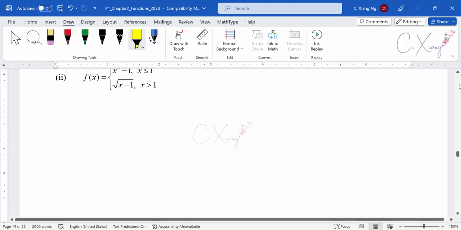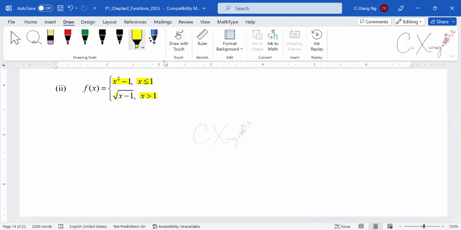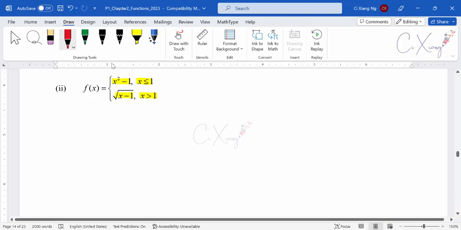For part number 2, again, you can see very clearly that I'm having two parts of the graph. The first one is for x smaller equals to 1. The second one is for x greater than 1. For x smaller equals to 1, the expression is x squared minus 1. For x greater than 1, the expression is square root x minus 1. So how can we sketch the graph out for this particular curve? Maybe I focus on this one first.